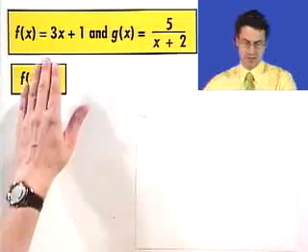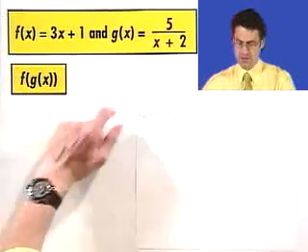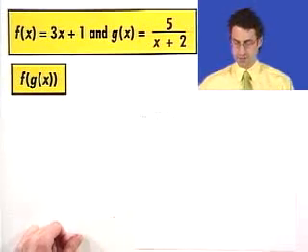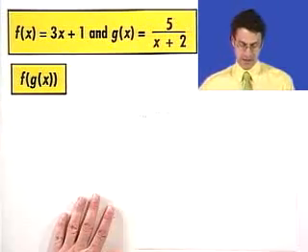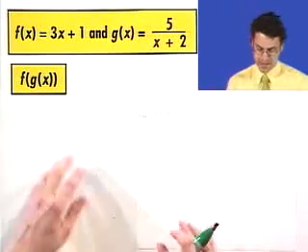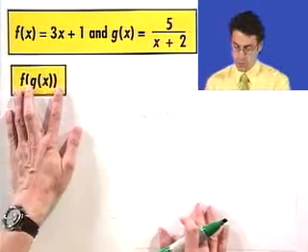All right, let's find some composition of functions. So here's a function, f of x equals 3x plus 1, g of x equals 5 divided by x plus 2. I first want us to find f composed with g of x. What do we do? We start on the inside, work our way out.